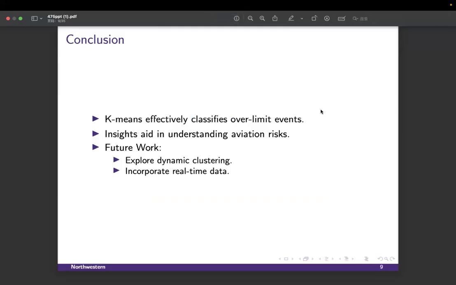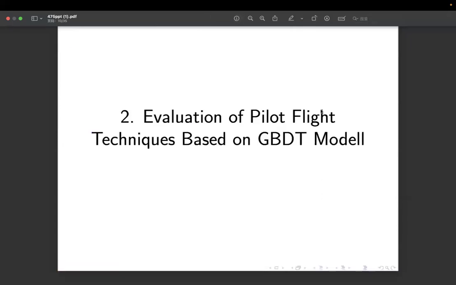The conclusion is that K-means effectively classifies over-limit events, and the future work includes exploring dynamic clustering and incorporating real-time data. The second part is the evaluation of pilot flight techniques based on the GBDT model.